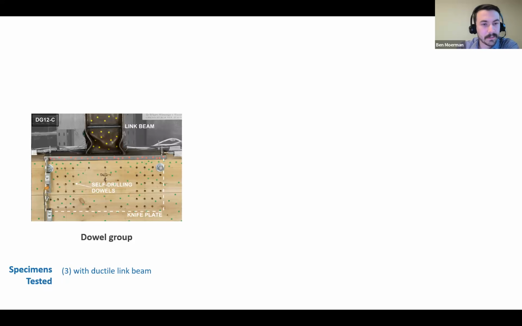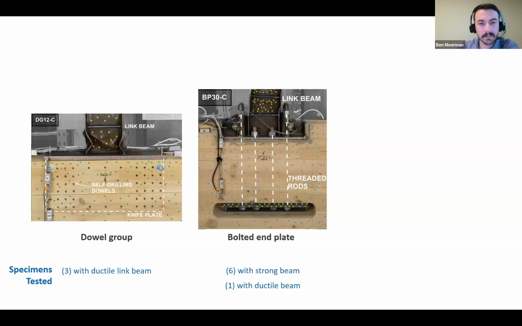The first tests we did were on this dowel group. We did 3 tests with ductile link beams. We were pretty confident in calculating the connection capacity, so this was really a proof of concept. Then for the bolted end plate connection, we did 6 tests with a strong beam. So intentionally we wanted to fail the timber because we weren't sure what the actual failure mode would be.